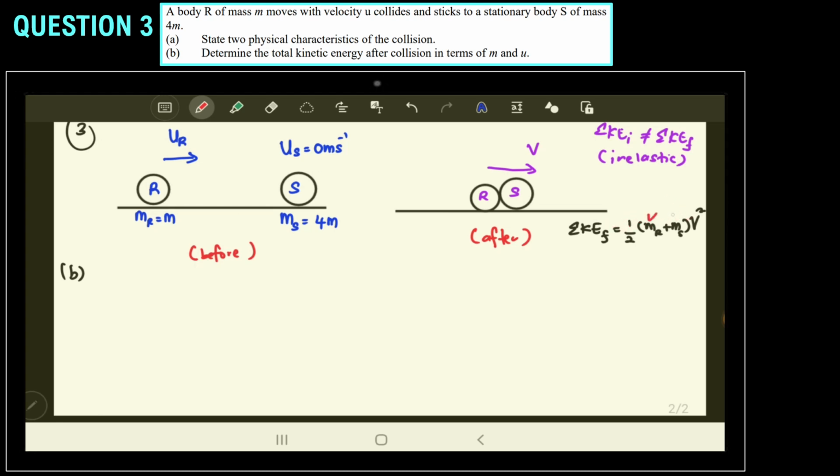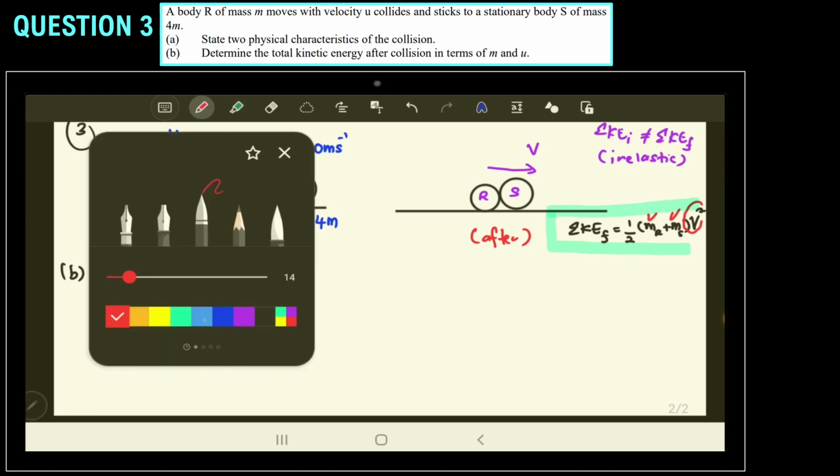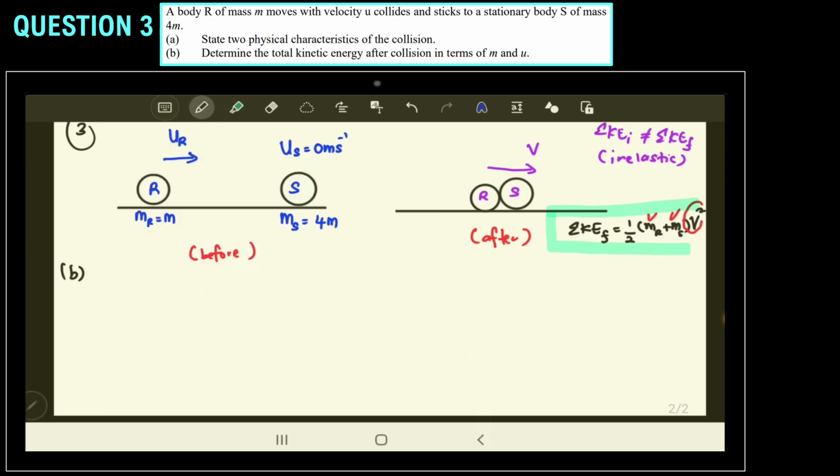But now look at here, as we want to find the total kinetic energy final, we do have mr and ms, but we don't have the final velocity. Okay, so we need to find the final velocity first. Okay, so before we calculate the total kinetic energy final, let's find the final velocity first. Okay, by using the conservation of linear momentum. Okay, so conservation of linear momentum state that the total initial momentum is equal to total final momentum.